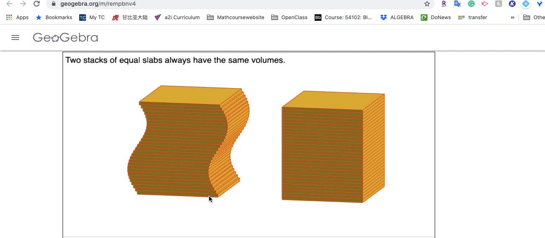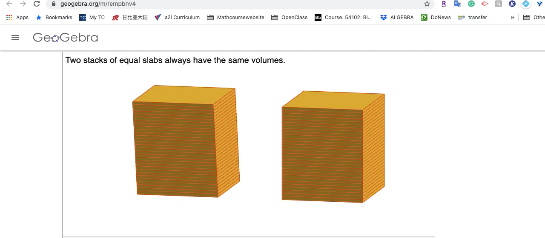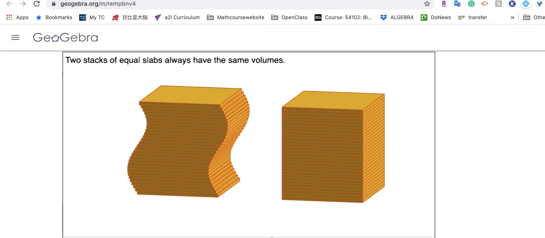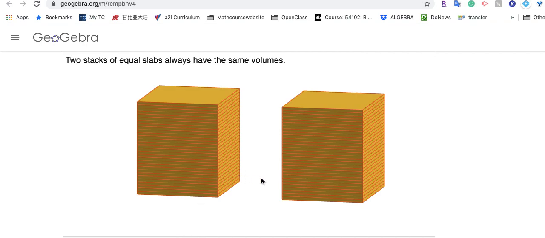As long as every single piece is like a page of the book with the same cross-sectional area, every single piece here is actually the same, with the same height. No matter how you push it over, if you move it back to this position, they are exactly the same. So that's why Cavalieri's principle tells us that no matter how you place this pile of books or this object in different ways, they have the same volume.